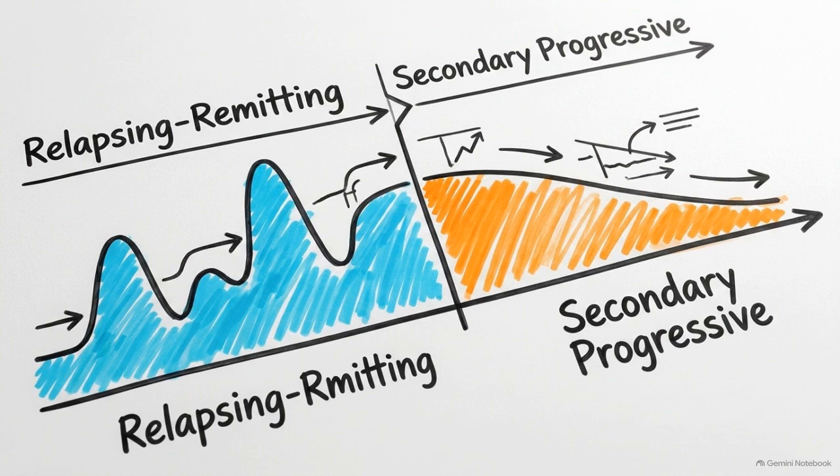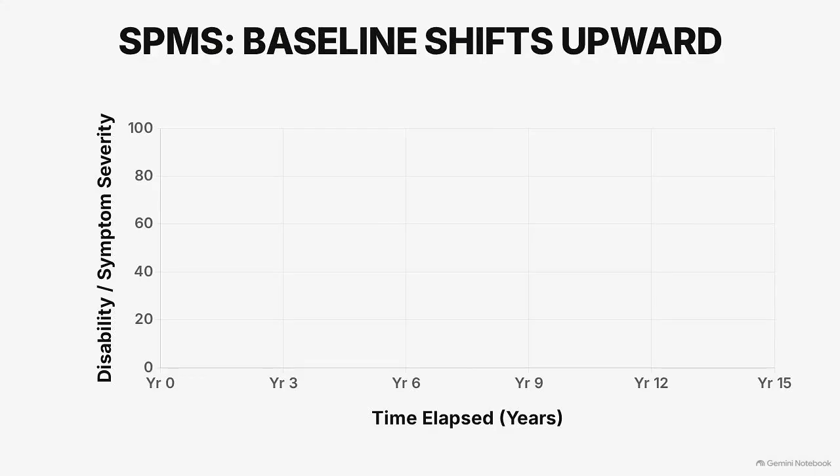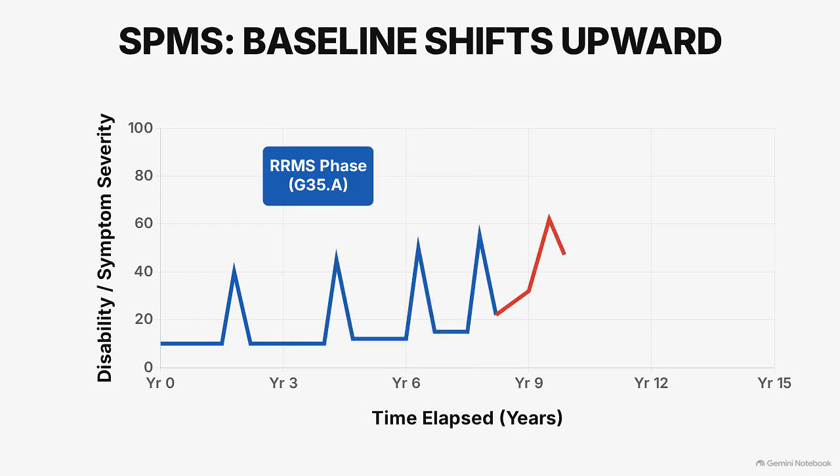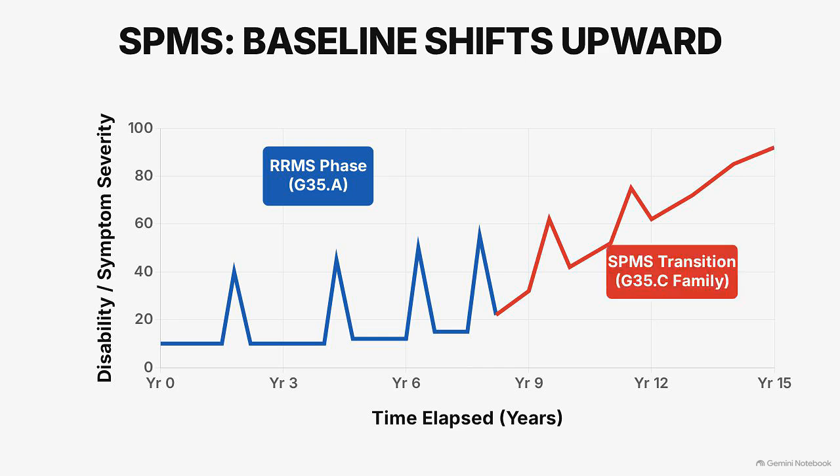Many patients eventually transition into secondary progressive MS. The neurological baseline shifts as the periods of stability shorten, and the overall trajectory shows a steady increase in disability. This stage uses the G35.C code family, which also employs the active and non-active modifiers to track the patient's state.